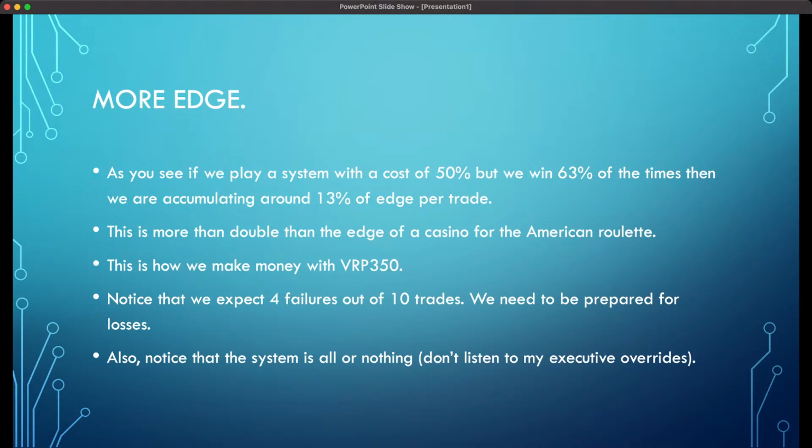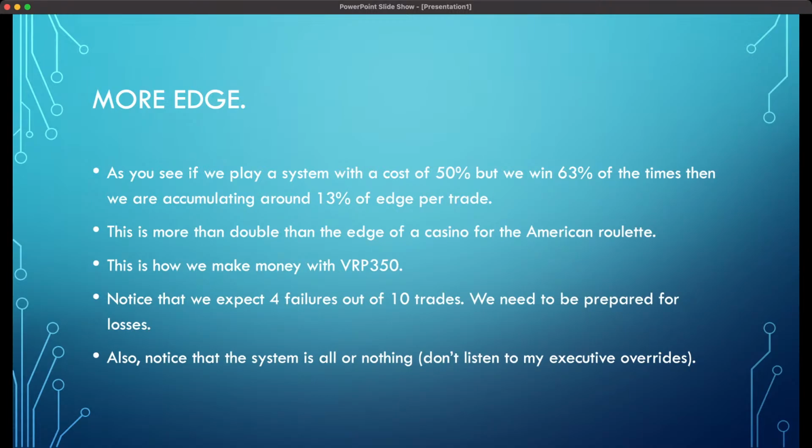Basically, we are accumulating 30% edge, no? If the system were completely fair, we would win 50% of the time, but we win 63. So it's more than enough to accumulate positive edge. So in fact, this particular system has more than double the edge of a casino, because the casino is only making 5% per bet in a roulette, but we are making 13% per trade. So that's a substantial amount of money, and that's why the system works so well.